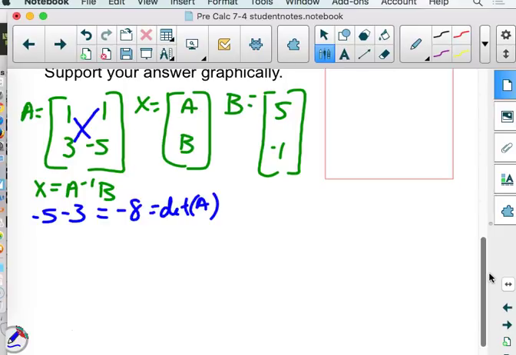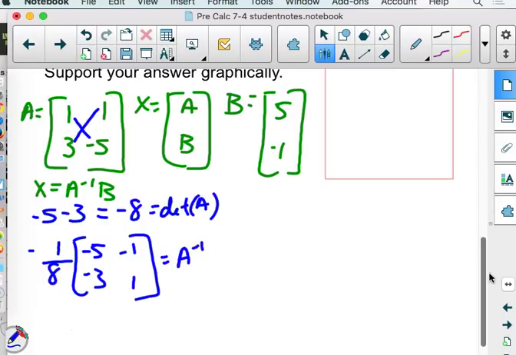That means I can find the inverse, because for the inverse, I'm going to need 1 over -8, which would be -1/8, times the elements of matrix A, where we switch the main diagonal and we negate the secondary diagonal. So my A inverse is going to have some fractions. It's okay, we can deal with fractions.